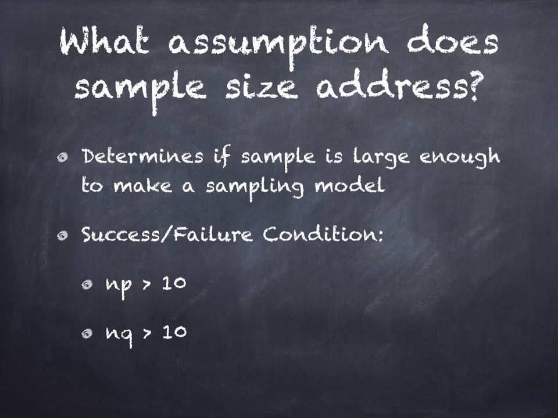So remember, success and failure condition. Your sample size times the proportion is going to be greater than or equal to 10, and the sample size times 1 minus the proportion is greater than or equal to 10. The slide has greater than signs because I couldn't figure out how to do greater than or equal to signs, but those are greater than or equal to signs.